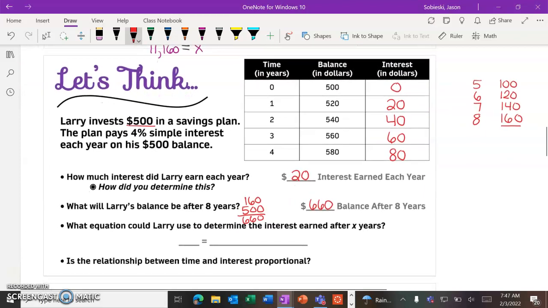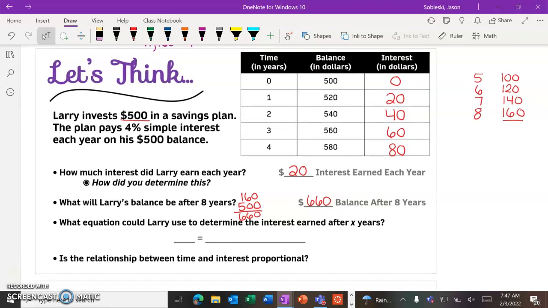So, of course, we could use a table. It's a fine strategy, but we can always try to find a more efficient, quicker way. If you look at this, thinking back to Unit 1, this has a constant of proportionality, meaning it's a proportional relationship. It would be a straight line through the origin. Basically, we can take the time, the years, and just multiply it by 20 to get the interest.